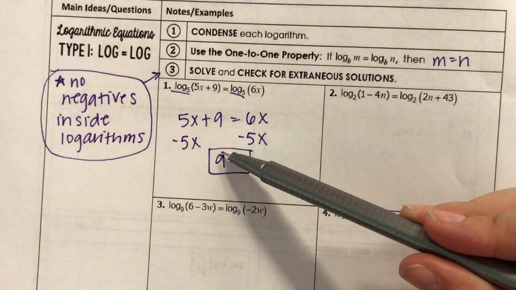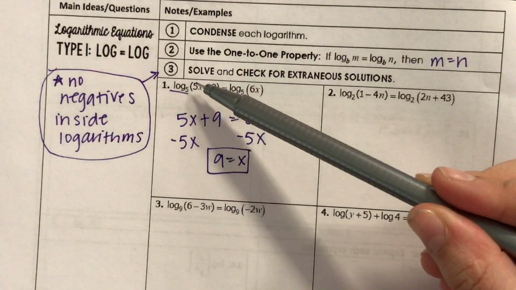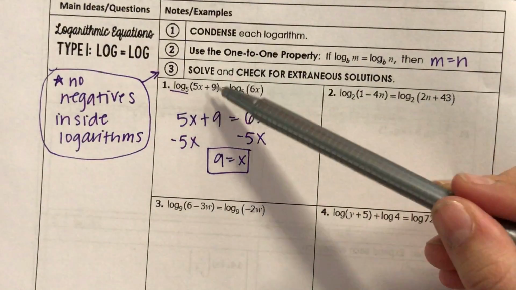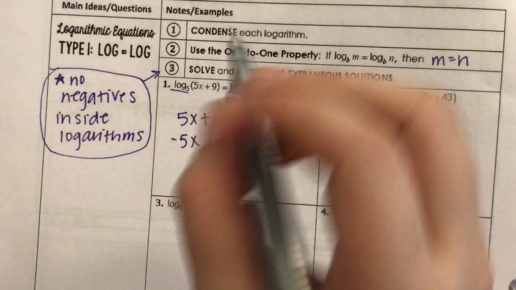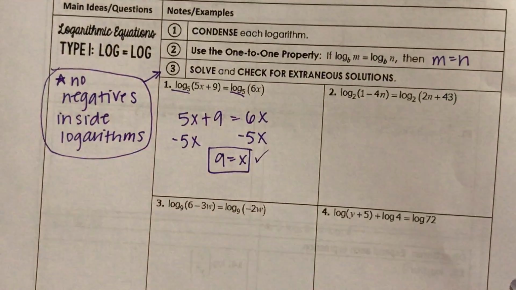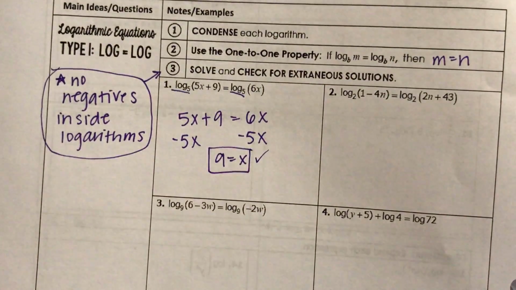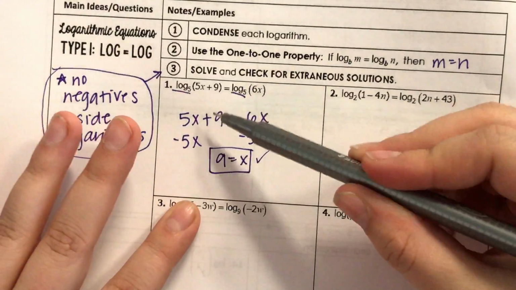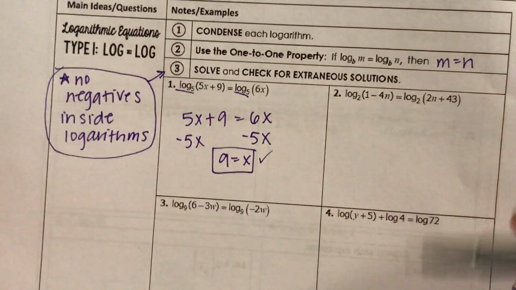If we plug this back in, do we get any negatives? 5 times 9 is 45, plus 9 is 54. No negatives, so we're good. It works. All you have to do to check is plug this back in for x and make sure you get no negatives. It's pretty simple.